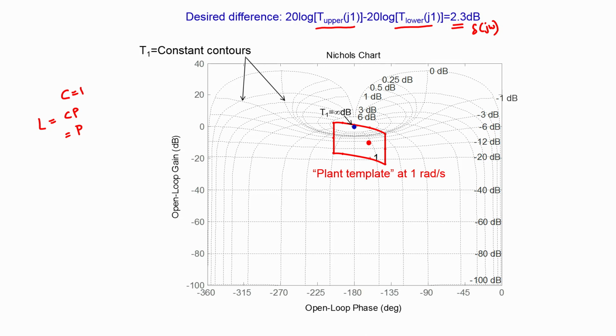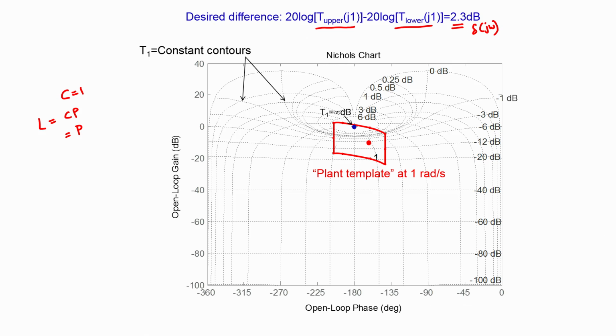So, to answer the question about whether this is an acceptable location for the loop gain at 1 radian per second, what we need to check is whether the difference in the logarithmic scale between the maximum magnitude of the transmission function and the minimum magnitude of the transmission function, namely T upper and T lower, is equal to 2.3 dB or less than 2.3 dB. If it is not, then we know that this is not an acceptable location for the loop gain to lie.